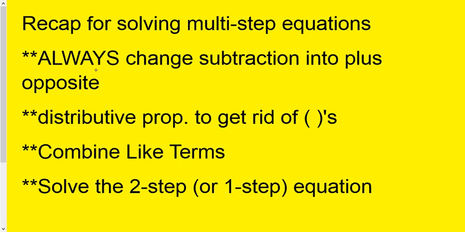So first order of business, always change your subtraction to plus the opposite. If you see parentheses, use that distributive property to get rid of the parentheses. Then you can combine, if you're able, and then solve whatever equation that you have left. It will be a 1 or 2-step equation. And that should get you through just about every multi-step equation for the most part, unless they throw something a little bit different at you. But that'll work most of the time.